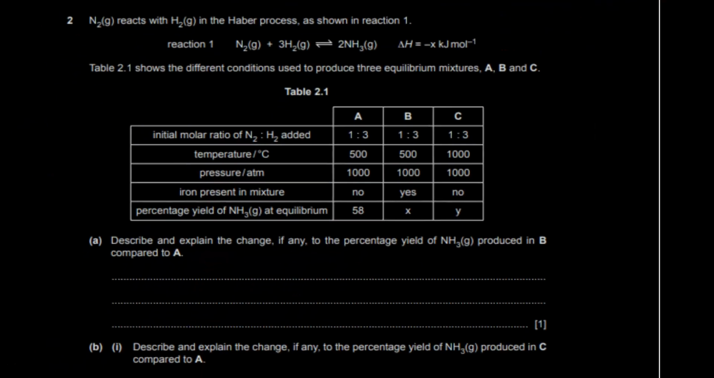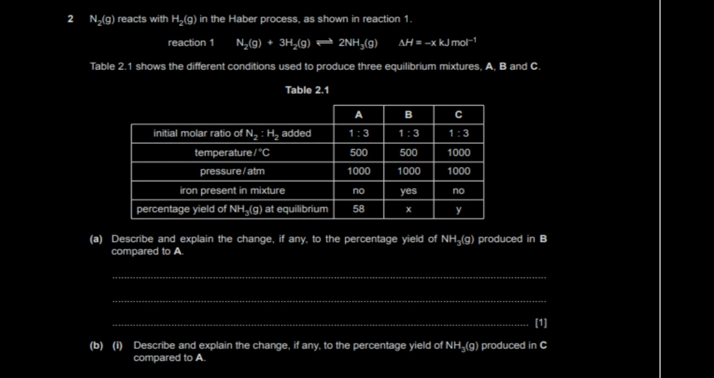Done? Okay. N2 gas reacts with H2 gas in the Haber process as shown in reaction 1. Table 2.1 shows the different conditions used to produce 3 equilibrium mixtures, A, B, C. Okay, great. Now describe and explain the change, if any, to the percentage yield of ammonia produced in B compared to A. So I'm going to look at B and compare it to A. What's the difference in the percentage yield? Let's check out the differences between B and A.